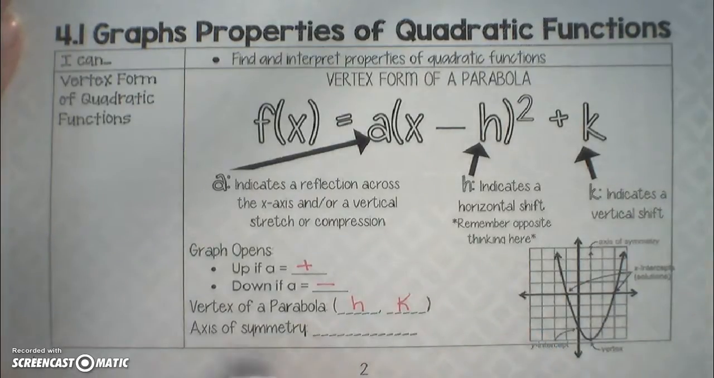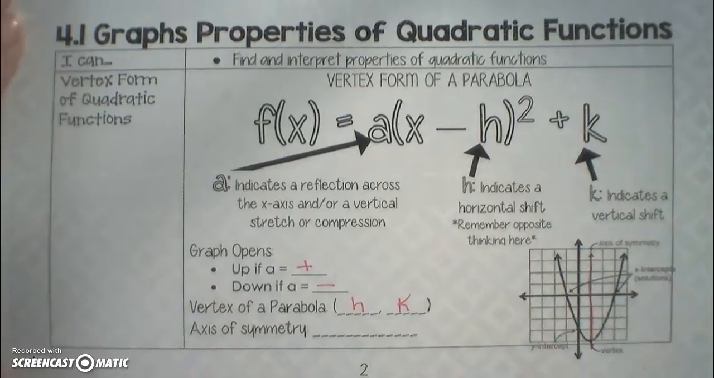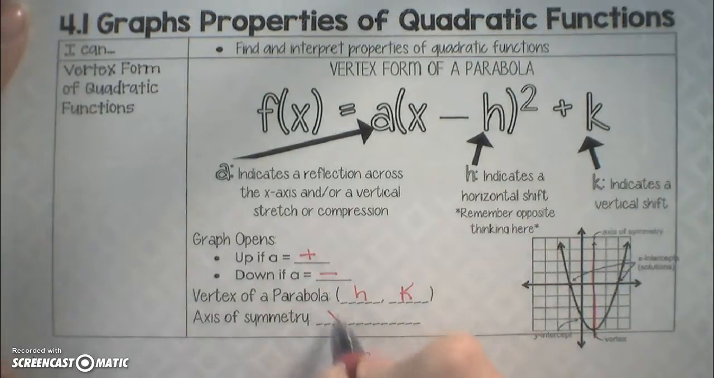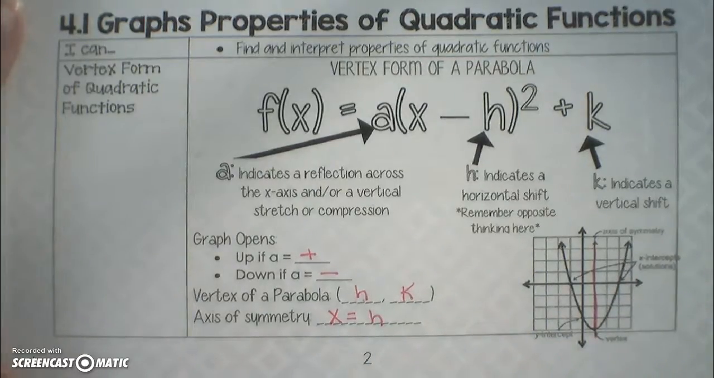So the axis of symmetry, that may be a little bit new. But remember, if it is going to be an axis of symmetry, it's going to be dividing it symmetrically. So what that would be is a vertical line, so x equals, and whatever x equals, we'll just put h for now. But whatever x actually equals is your axis of symmetry. Okay?